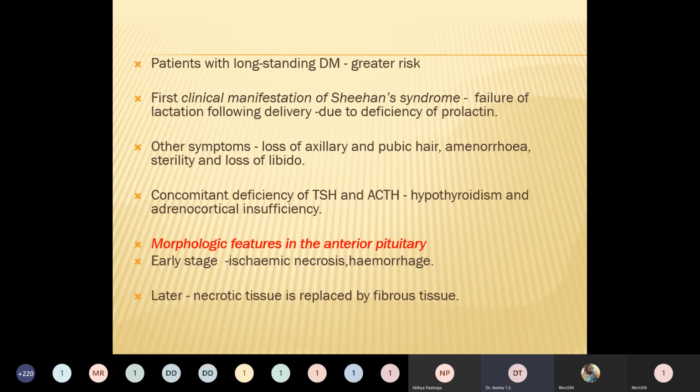Other symptoms can be loss of axillary and pubic hair, and loss of menstrual cycles called amenorrhea. Then they can be sterile, that is inability to conceive, and have loss of libido, or loss of sexual desire. They can also have deficiency of thyroid stimulating hormone and adrenocorticotropic hormone. I told you it's necrosis of the pituitary. In the early stage there's ischemic necrosis and hemorrhage, whereas at a later stage this necrotic tissue is replaced by a fibrous scar.